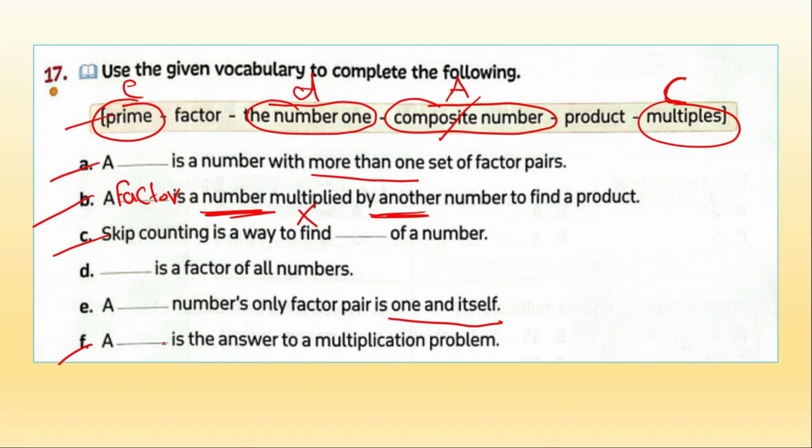Okay. F. Which one is the answer to a multiplication problem? For a multiplication problem, the answer is the product. Okay, so product for letter F. Okay, that we have finished our lesson today. I hope you've got it.